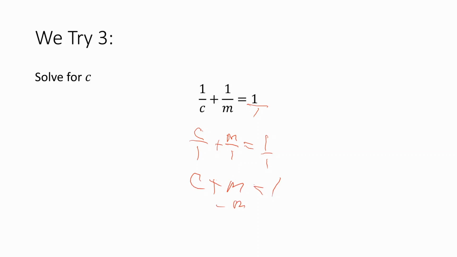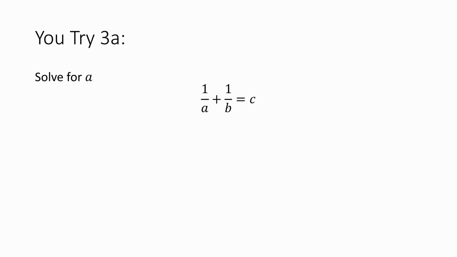And then I can just subtract m from both sides. And that'll give me c is equal to 1 minus m. Go ahead and try this one on your own.